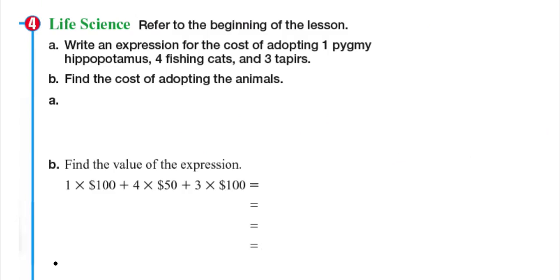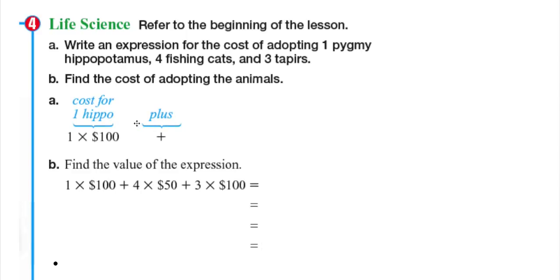And I guess one more example, number 4, the last example. Let's go back to the beginning of the lesson and see how we solved the problem that was posed to us. Refer back to the beginning of the lesson. Write an expression for the cost of adopting 1 pygmy hippo, 4 fishing cats, and 3 tapirs.